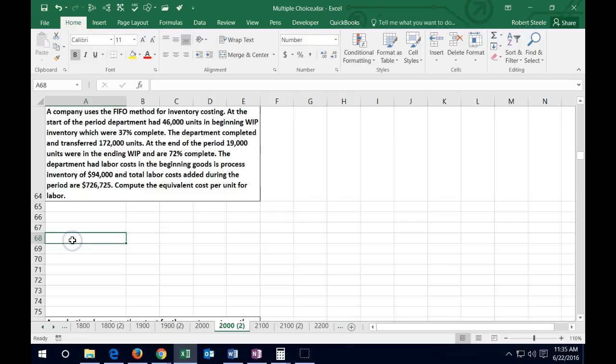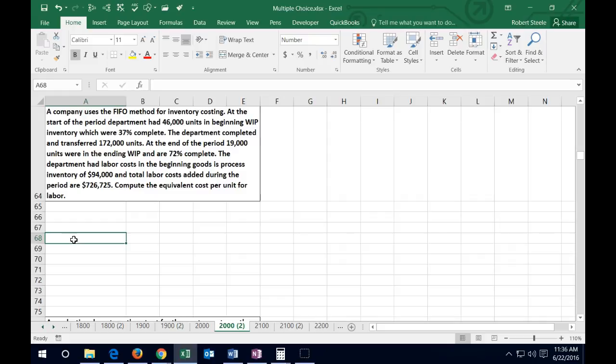Next one says that a company uses the FIFO method of inventory costing. At the start of the period, the department has 46,000 units in beginning work in process inventory which were 37% complete. The department completed and transferred 172,000 units at the end of the period. 19,000 units were in ending work in process and 72% complete. The department had labor costs in the beginning goods in process inventory of 94,000 and total labor costs during the period of 726,725. Compute the equivalent per unit labor.